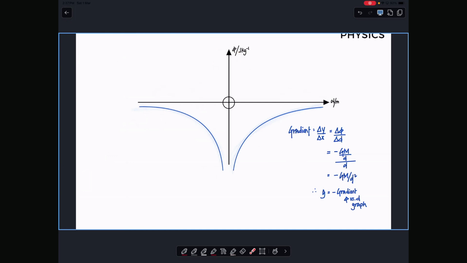So think of this as the potential energy that you have, right? When you're far away, your potential energy is the greatest.